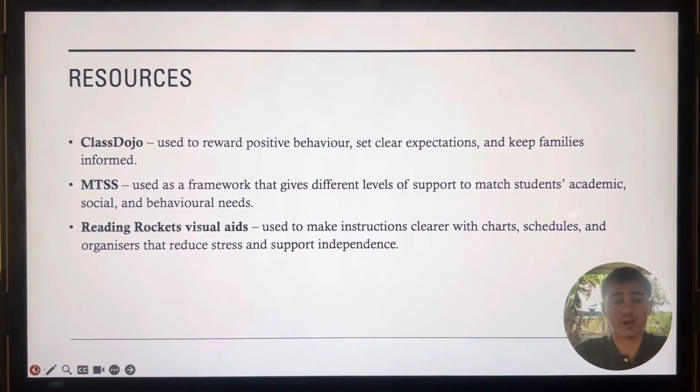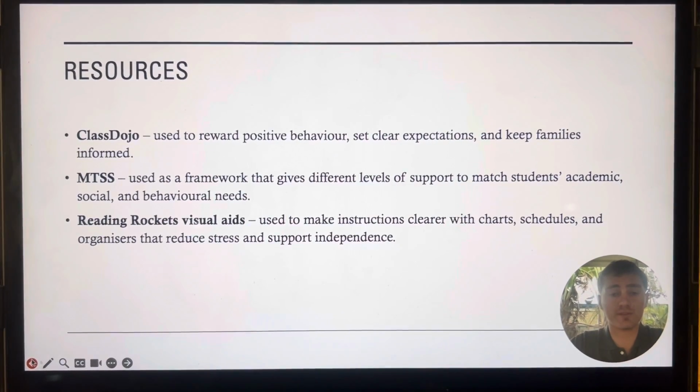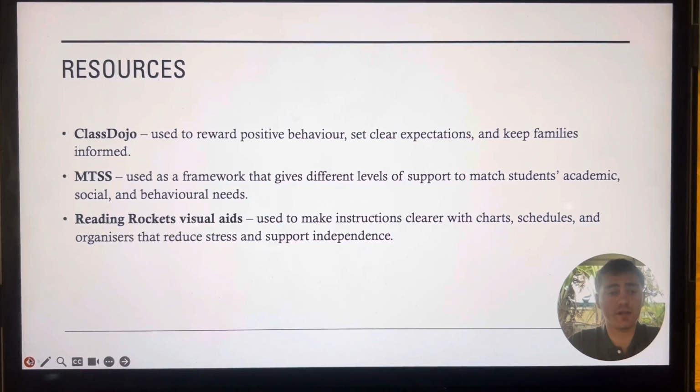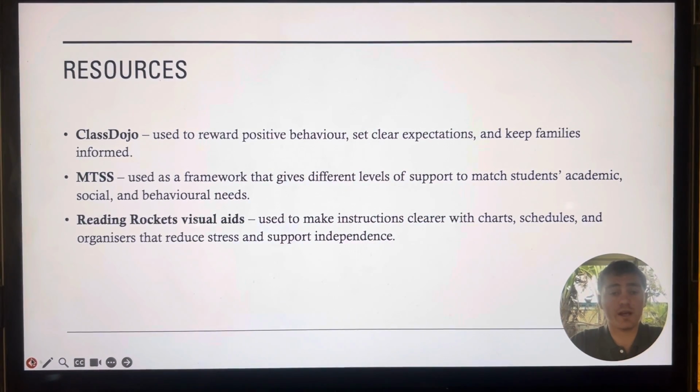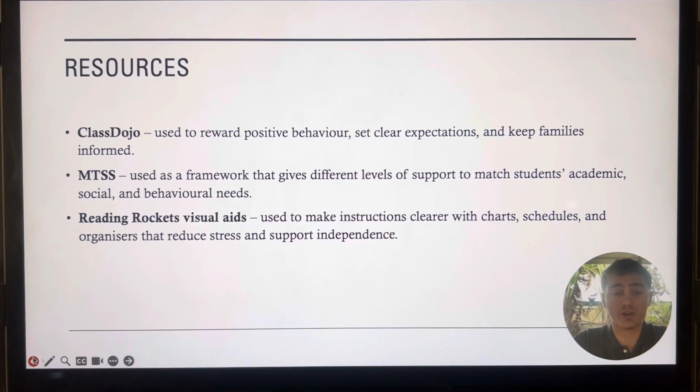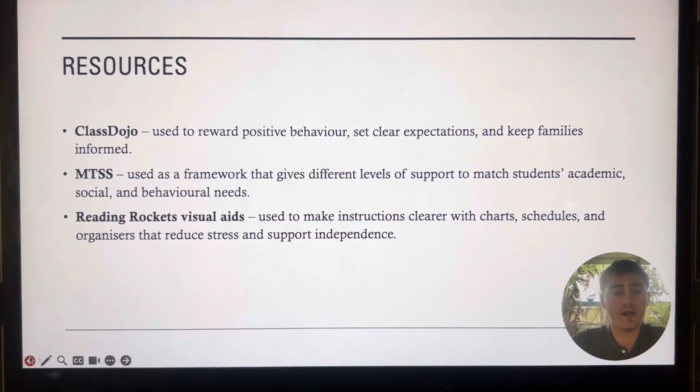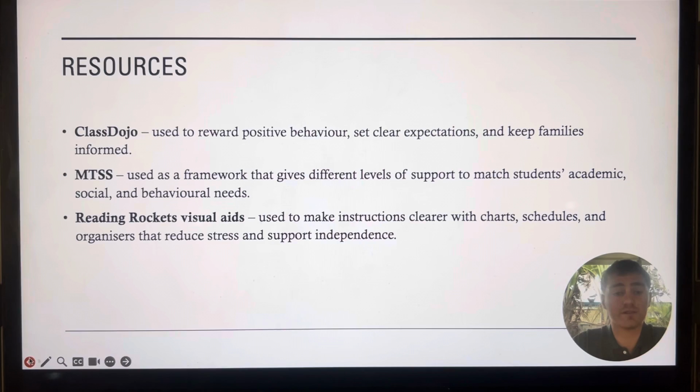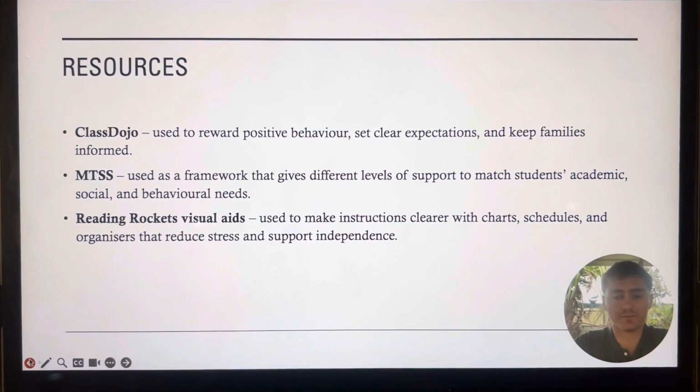Resources to assist you in the classroom. Class Dojo is a point system to reinforce positive behaviour. The MTSS framework gives support to students to match their social, academic and behavioural needs. Reading Rockets gives you comprehensive visual aids assistance.